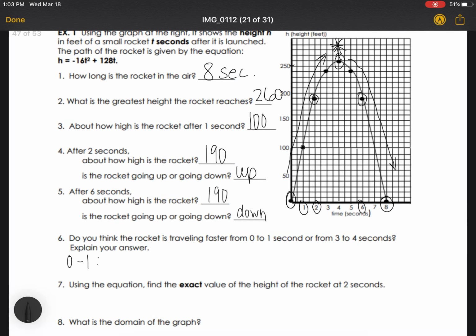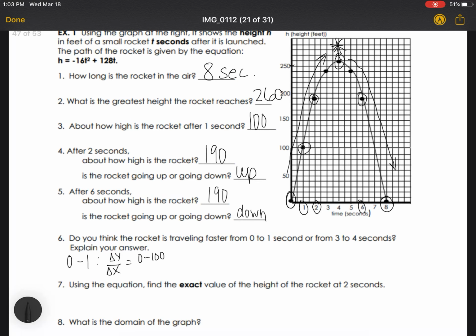So if we're going to go from 0 to 1, remember the way we find slope is the change in the y over the change in the x. This is kind of throwing it back to the beginning of the year, when we did a couple lessons on slope. Okay, so y values from 0 to 1 second. At 0, the y value is 0, and at 1 second, the y value is 100.